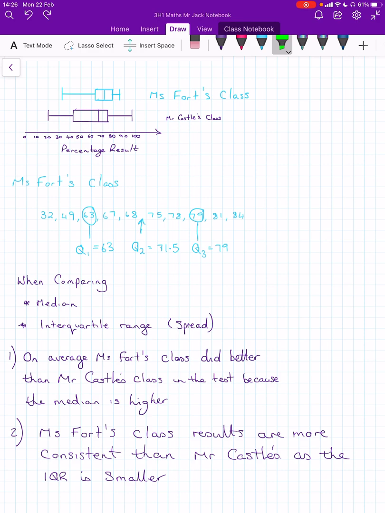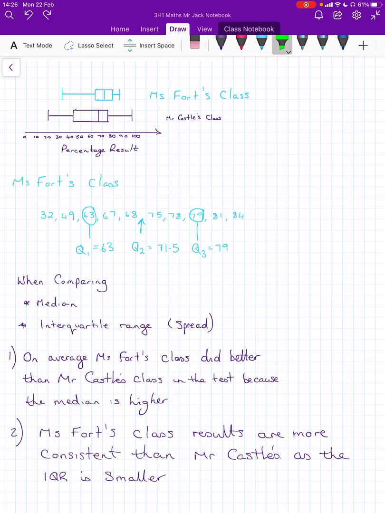So Miss Fort's class did better overall, because they've got a higher median, and their results were actually closer together, right? They were much less spread out. That probably means there were more marks in the top end and much closer together, and fewer poor marks in Miss Fort's class. So that's what's reflected in those results.